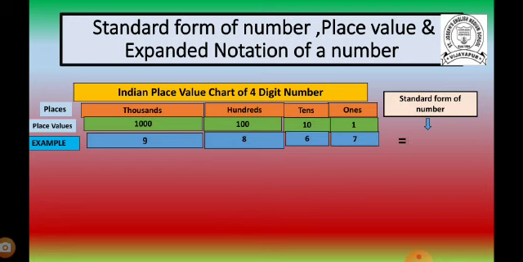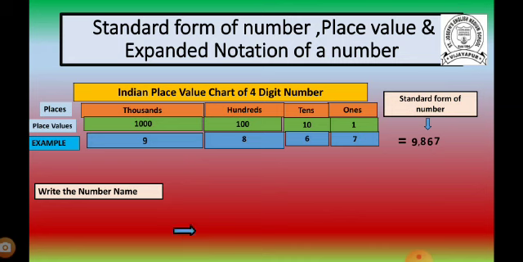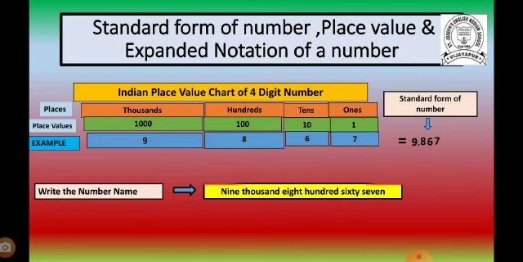In the place value chart, in the thousands place, we are having the digit 9. First, we have to write 9. Then we write the hundreds digit, that is 8. Then the tens digit, that is 6. Then the ones digit, that is 7. This is called the standard form of the number. Now, if you want to write the number name for the same number, we will write 9867. This is called writing the number name.